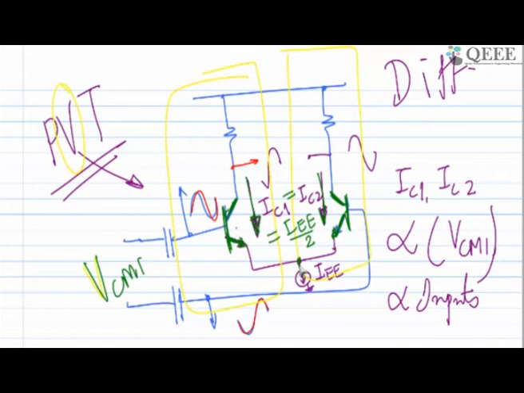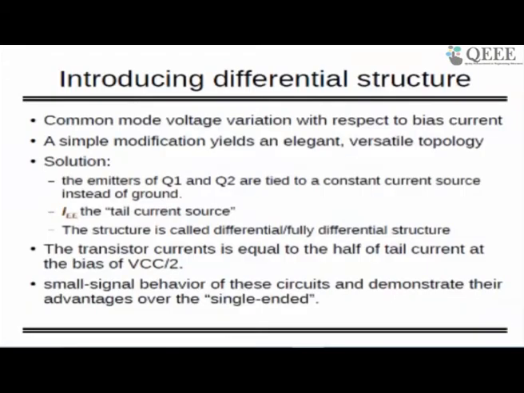So if one of the VCMI is more and the other VCMI is smaller, maybe the current distribution will be different. IC1 may be higher than IC2, or IC2 may be higher than IC1, or maybe both are equal, but at the end of the day the addition of both will be equal to IEE, because that's the KCL. It has to follow the KCL. So if you are doing this, then this elegant and versatile structure is known as the differential structure.